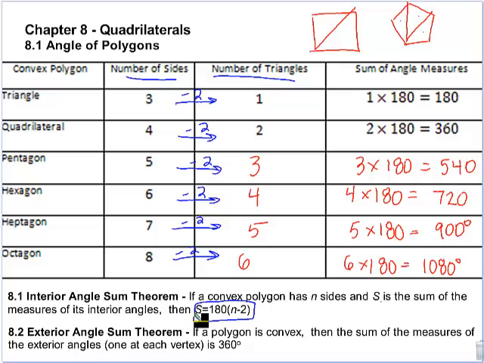If the polygon is convex, the sum of the measures of the exterior angles is 360. So what do you think the exterior angles are? Where are they? Where are the exterior angles? On the outside. So if we look here, those would all be exterior angles.